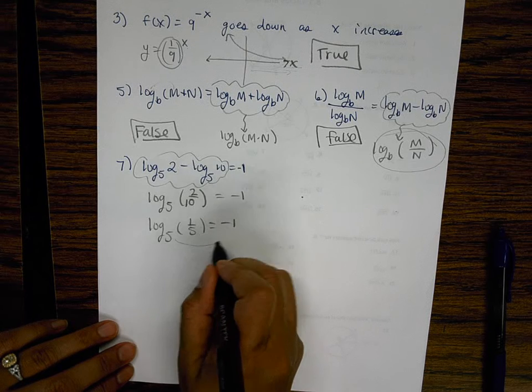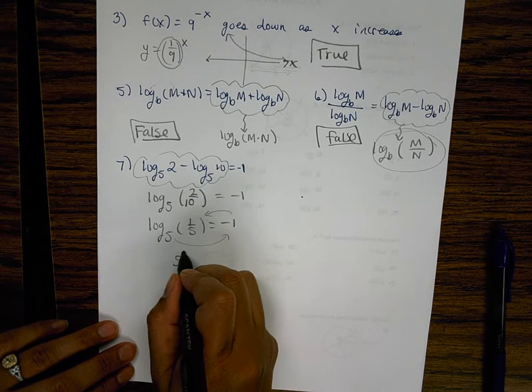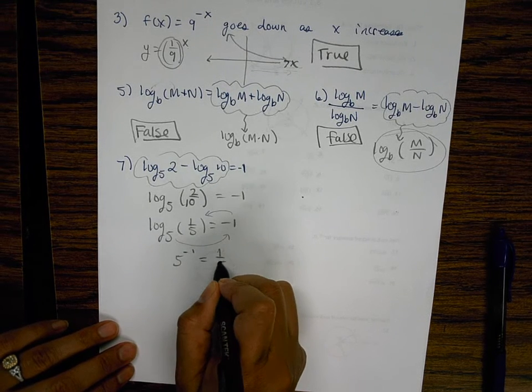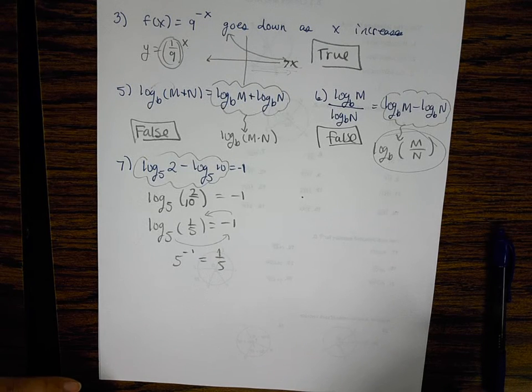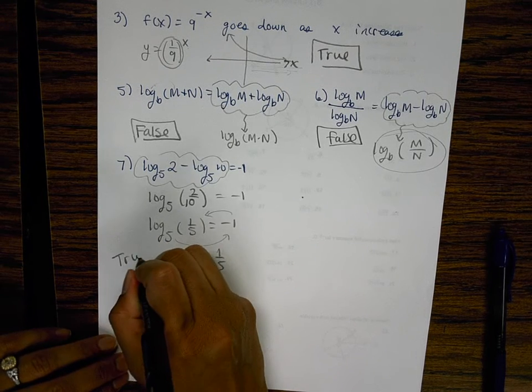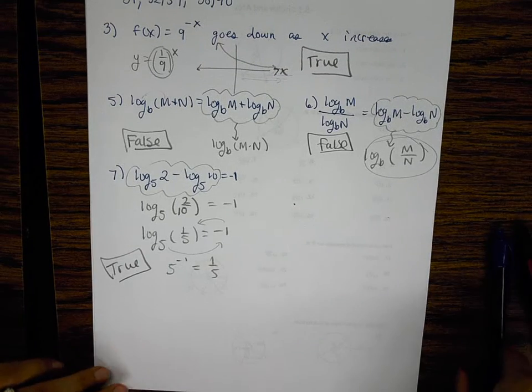And I'm going to wrap around and see if that works. 5 raised to the negative first power equals 1/5. Is that true or false? That's true. So it works. Number 7 is true.